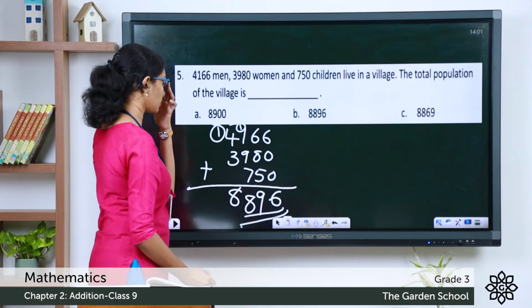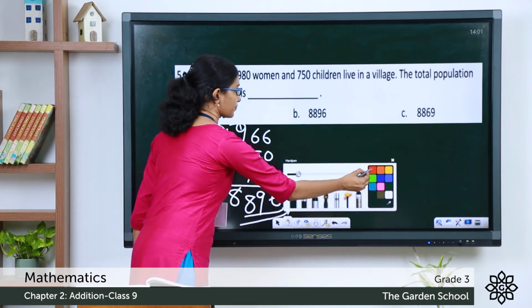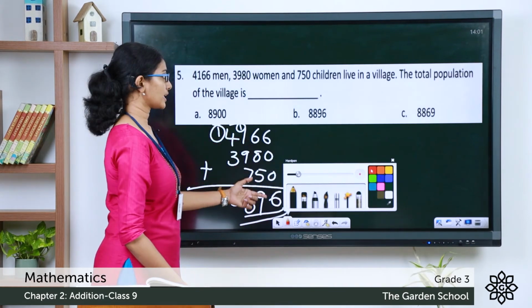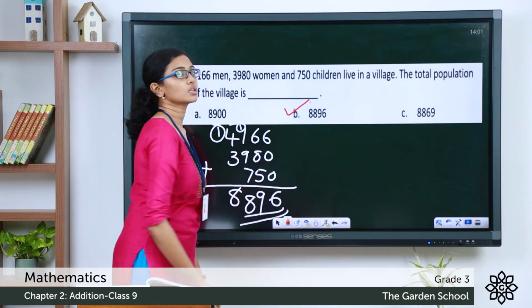So what is the total population of the village? It is 8,896, which is option B.